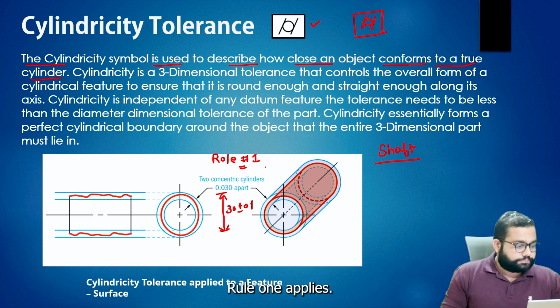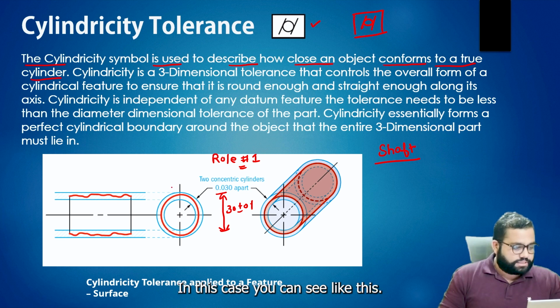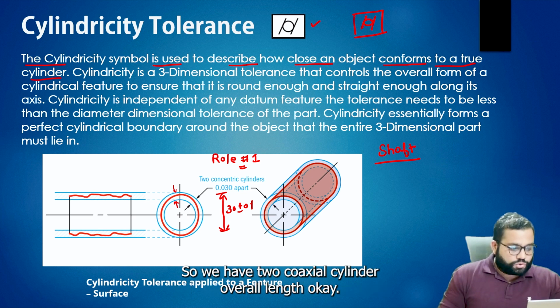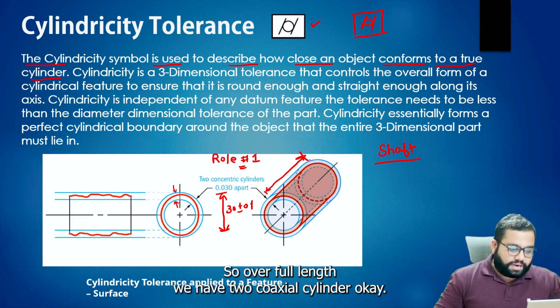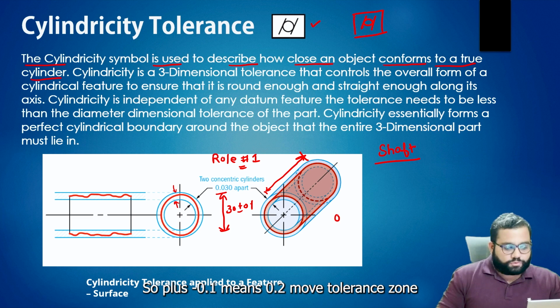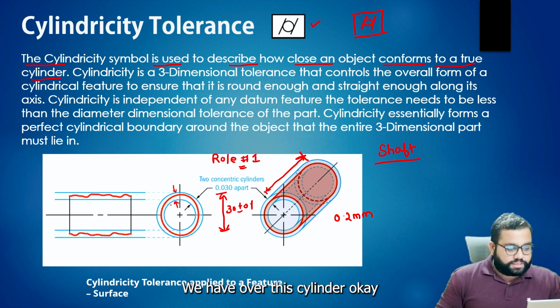Rule 1 applies, so we have two coaxial cylinders. In this case, you can see this is the first cylinder and this is the second cylinder. Over the full length, we have two coaxial cylinders for the tolerance zone. Plus minus 0.1 means 0.2 mm of tolerance zone we have over this cylinder.